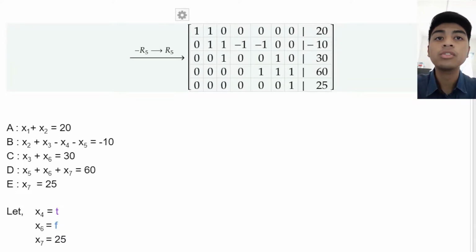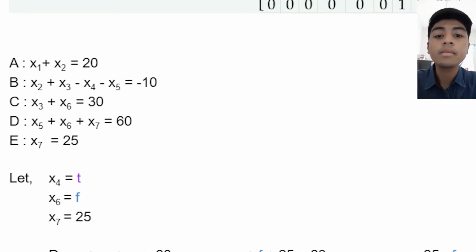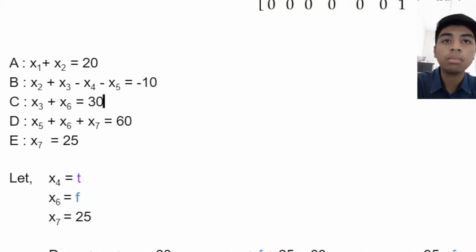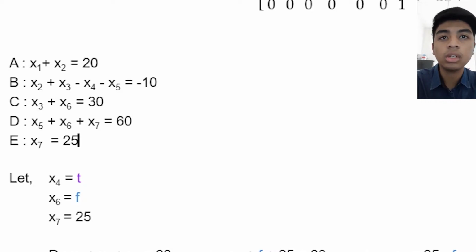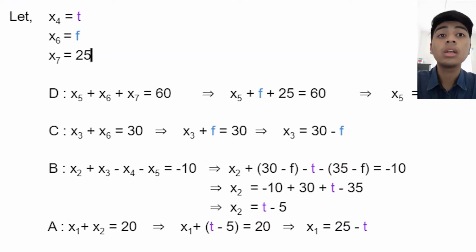Next, we need to transform the row echelon matrix into a system of linear equations to solve it. Note that for x4 and x6 there is no leading one, hence they are free variables. Since x4 and x6 are free variables, we can represent them with parameters. x4 we represent with parameter t, for x6 we represent with parameter f. Next, we can solve the system by using back substitution.